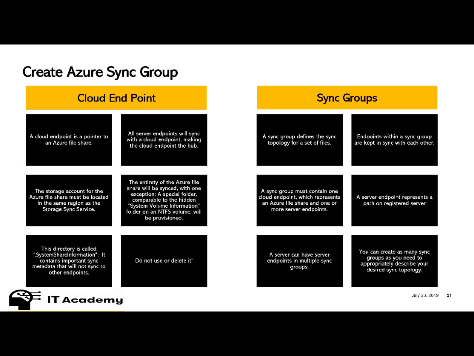When we're configuring an Azure file share to synchronize, there are two components we need to be concerned with. The first is the cloud endpoint. A cloud endpoint is essentially a pointer to where the Azure file service is in Azure. It's a URL, if you like. All server endpoints will synchronize with a cloud endpoint, making the cloud endpoint the hub of the solution. The storage account for the Azure file share must be located in the same region that we've chosen to deploy the Azure storage sync account. Those two roles must sit closely by one another.